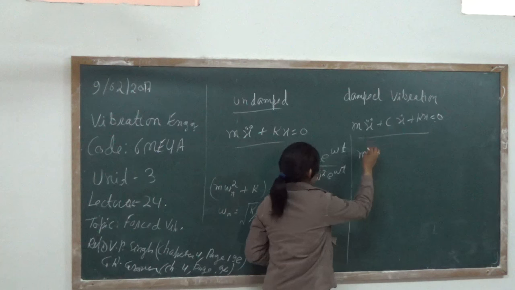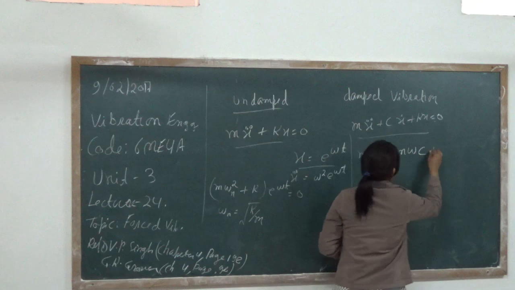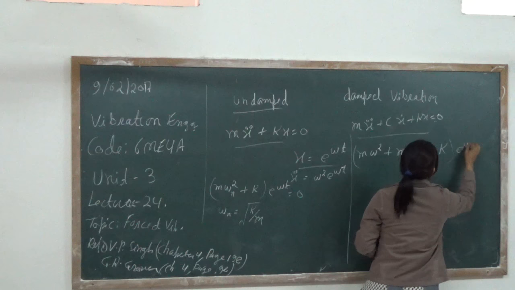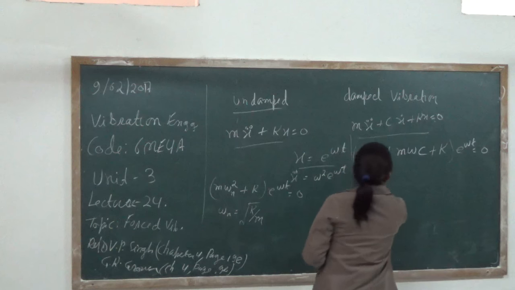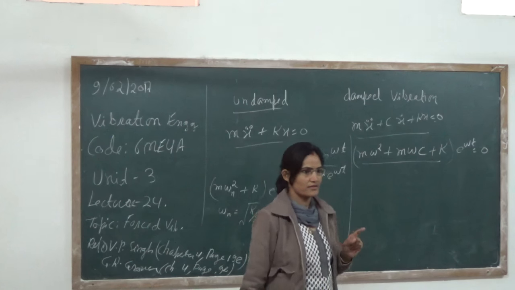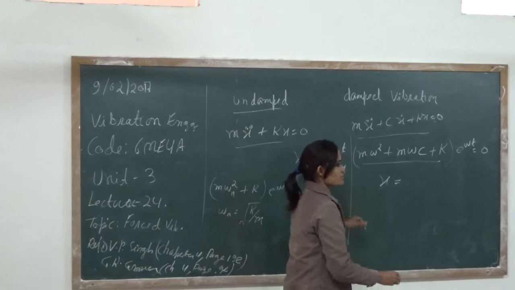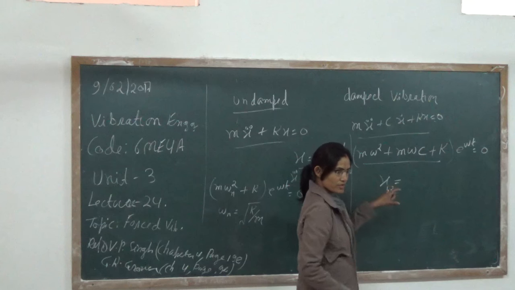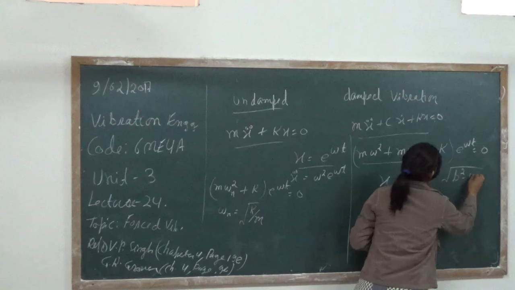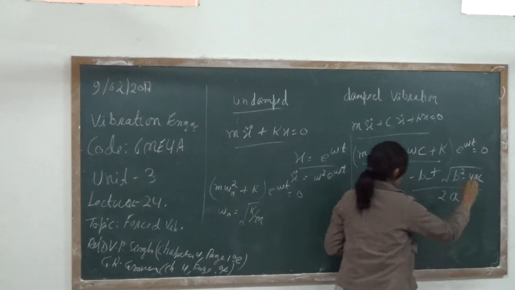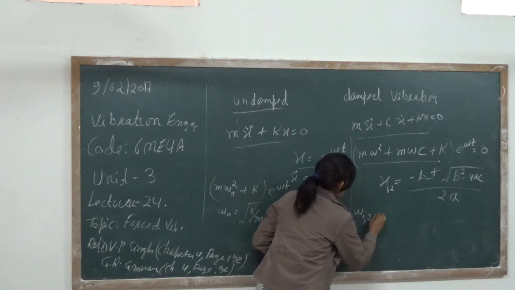Then for the damped case, this equation becomes m omega square plus c omega plus k into e to the power omega t equals 0. This equation is equivalent to the quadratic equation ax square plus bx plus c, and we know the solution of the quadratic equation. We will have two solutions, x1 and x2, given by minus b plus minus root of b square minus 4ac divided by 2a. Similarly, here we get two frequencies, omega 1, 2.